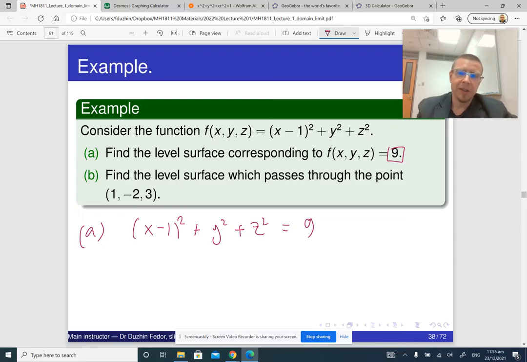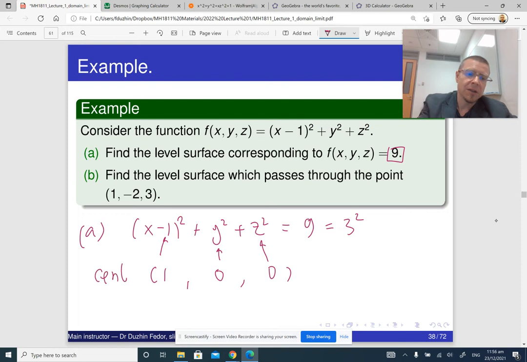And you see that the left hand side looks like the equation of a sphere. So 9 is 3 squared. So this is a sphere of radius 3 centered at the point (1, 0, 0). Here y squared is essentially y minus 0 squared. So 0 and 0 here. Right? So this is a sphere centered at this point, and its radius is 3.